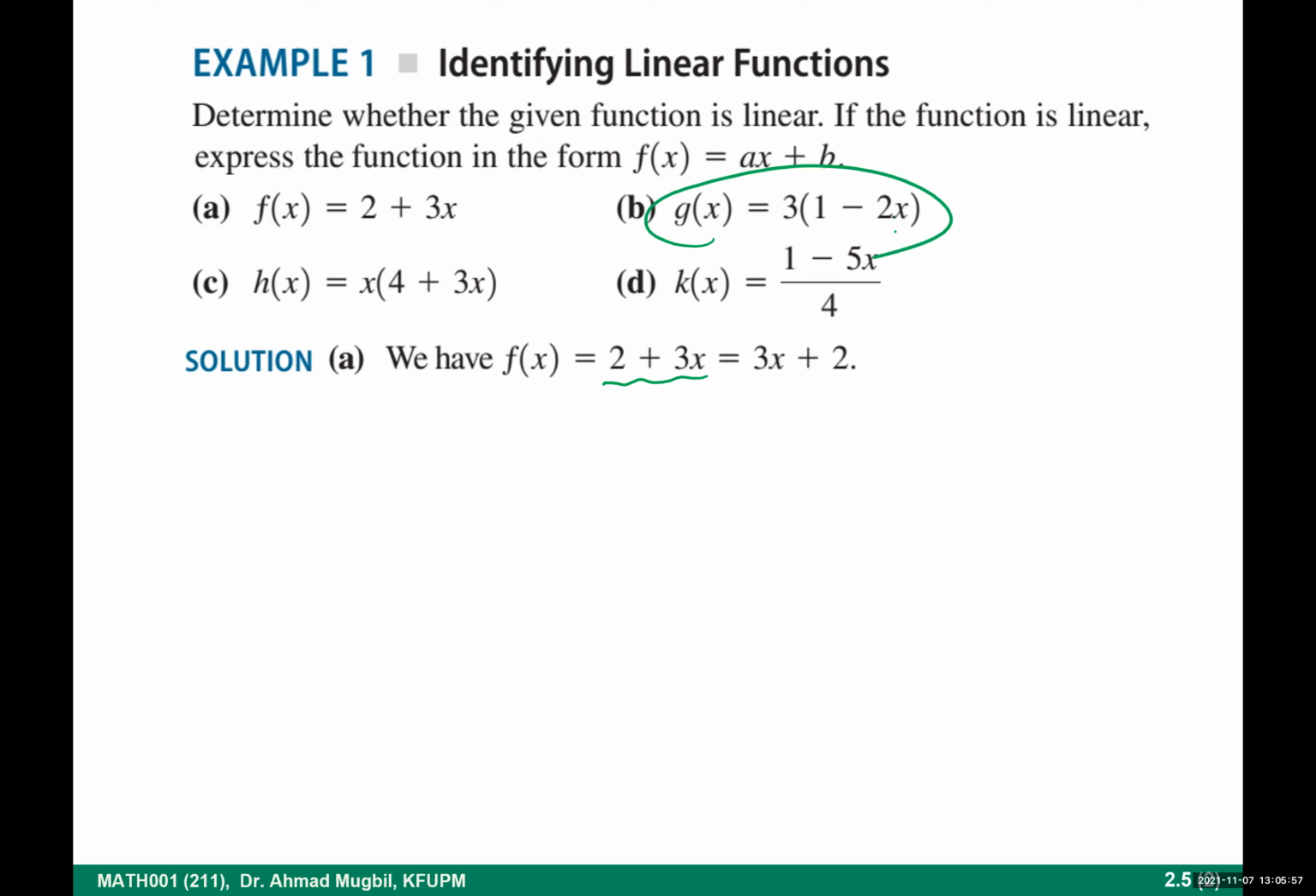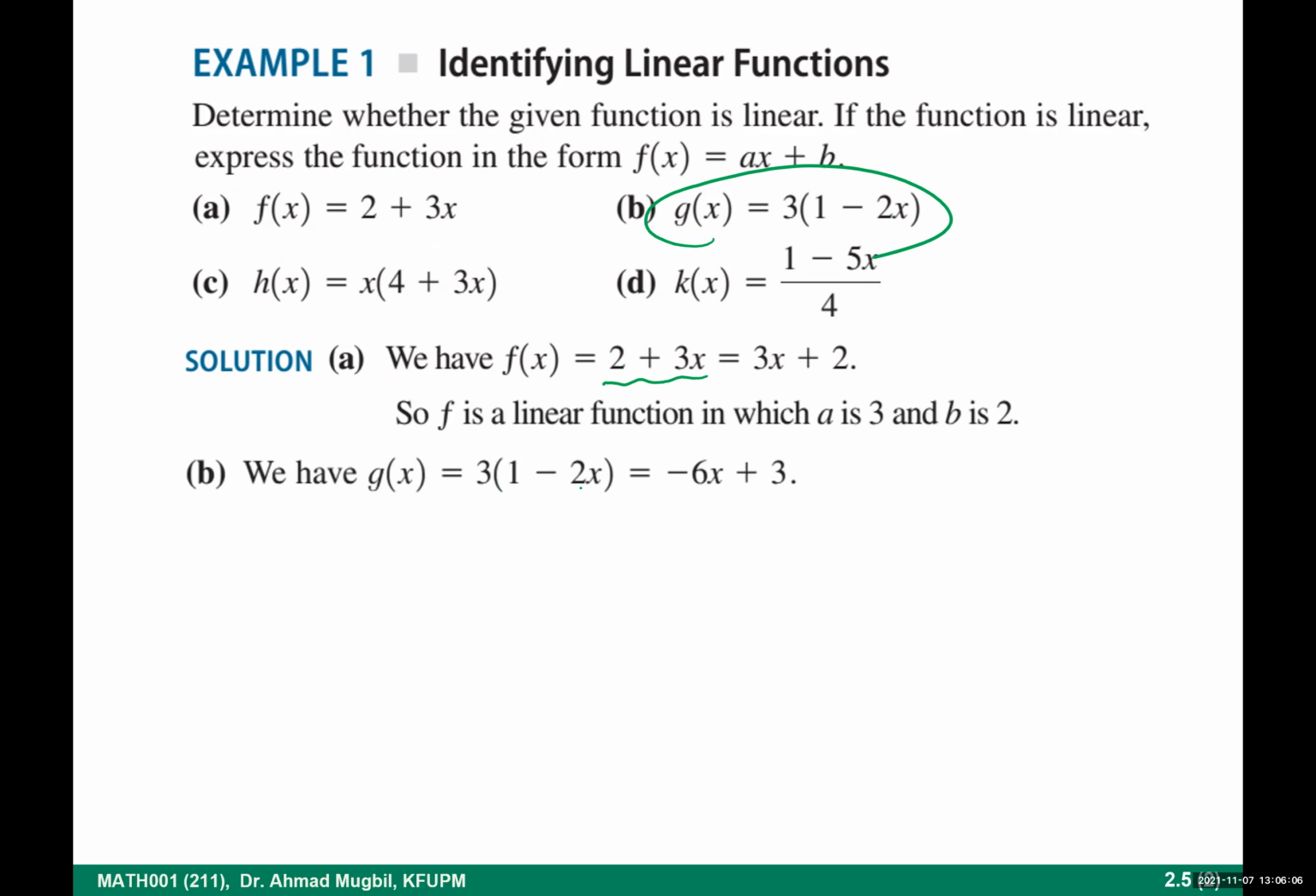The function g is also linear. The linear function is a first degree polynomial. So it will be negative 6x plus 3 if you rearrange the terms. It is a line with negative slope equal to negative 6. The y-intercept is 3. What about the function h of x?